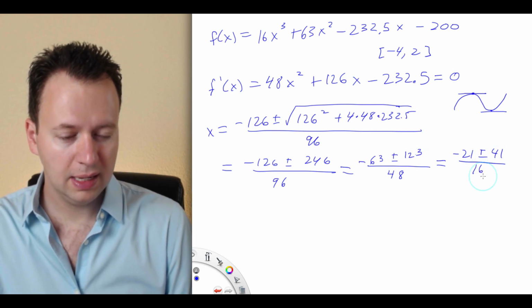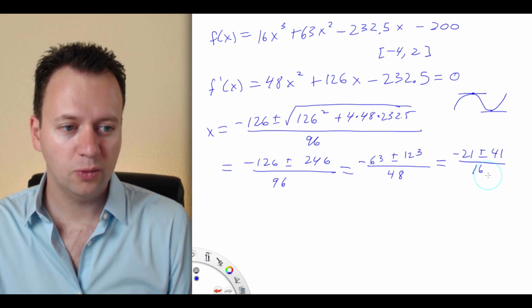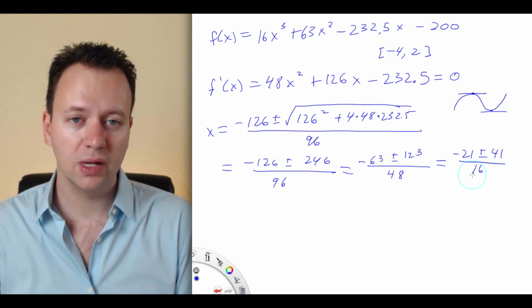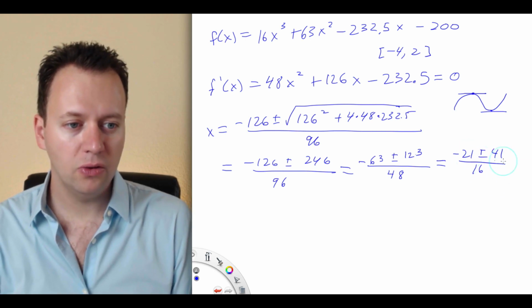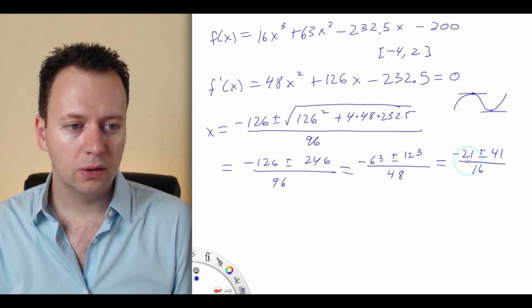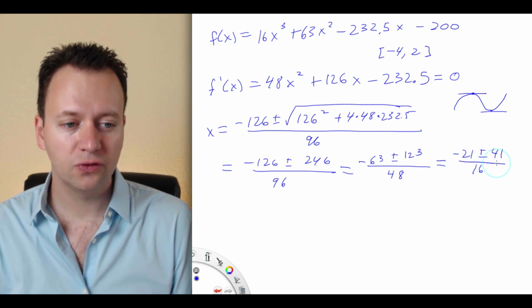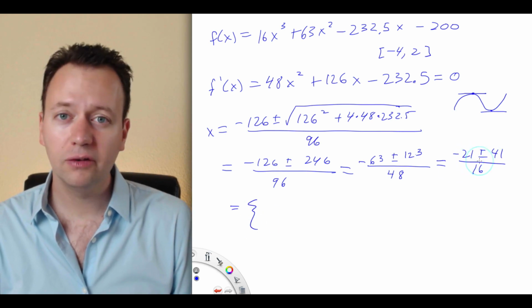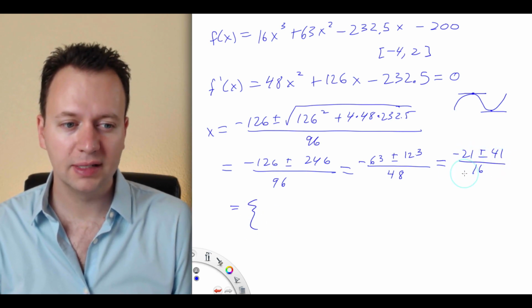So 16 is just divisible by 2 a number of times: 2 times 2 times 2 times 2. And the numerator is not divisible by 2, so that's the best. So negative 21 minus 41. If we look at the actual values, negative 21 minus 41 is going to be 62.